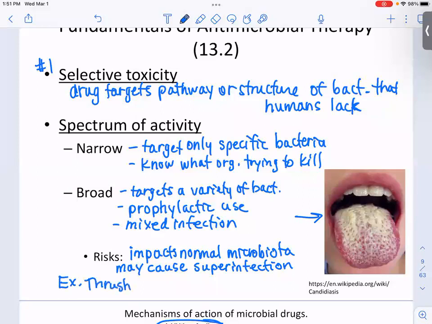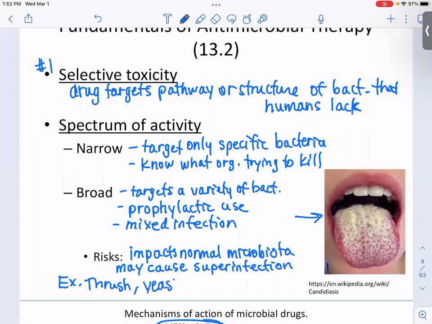Thrush, that's caused by a candida fungus, which most of us probably have in low numbers in our mouth anyway. But if we're on some broad spectrum antibiotic that kind of takes out the variety of microbes in our mouth, then the fungus can overgrow. I have a friend that every time she goes on antibiotics for anything, she almost always gets thrush. It's not very common, but we can take some other drugs to get rid of that. It's not a huge deal.